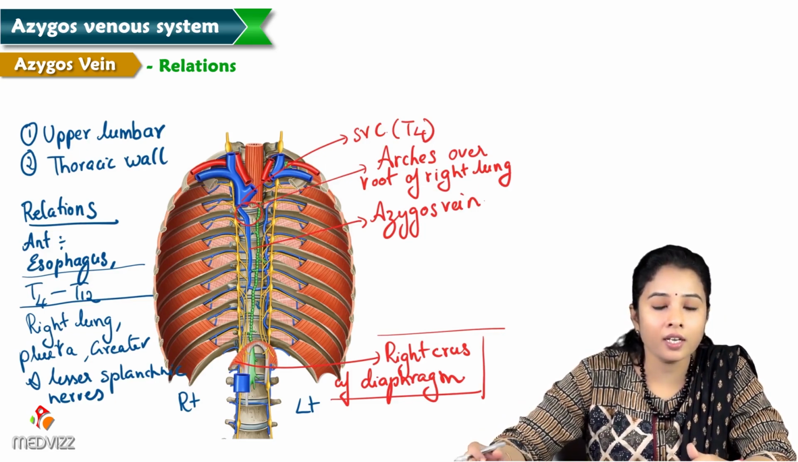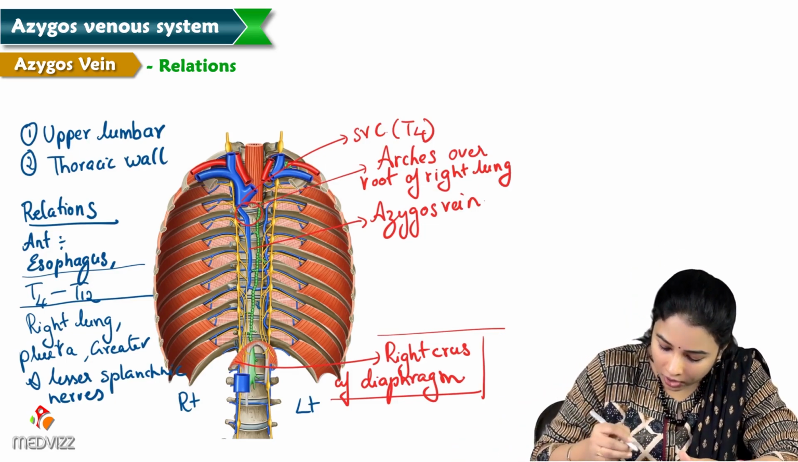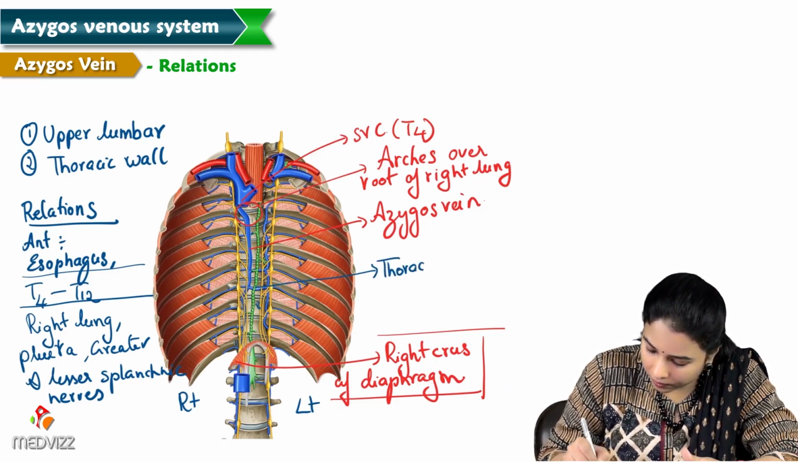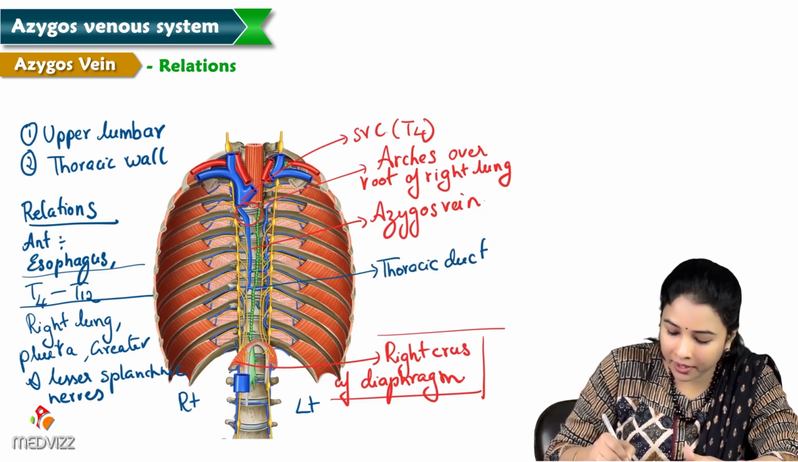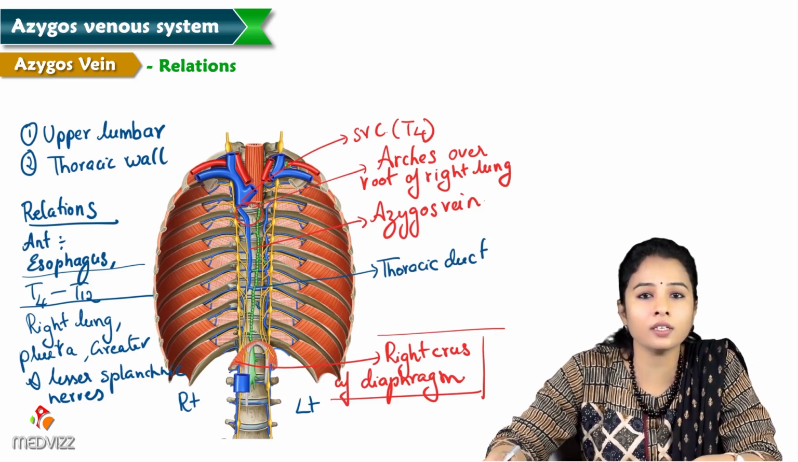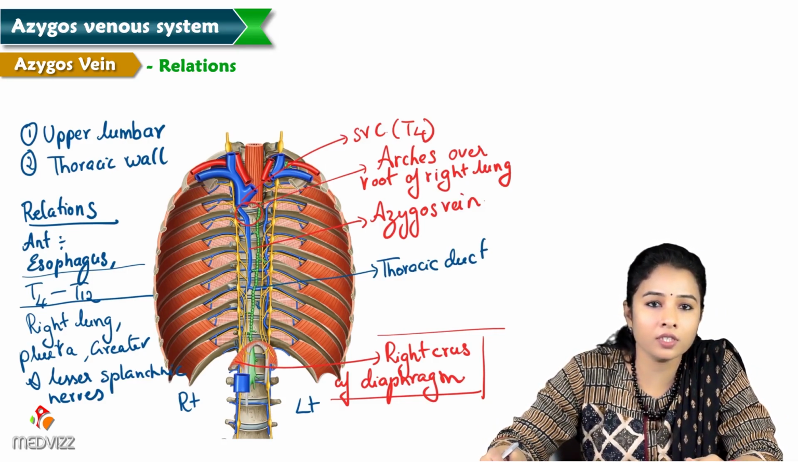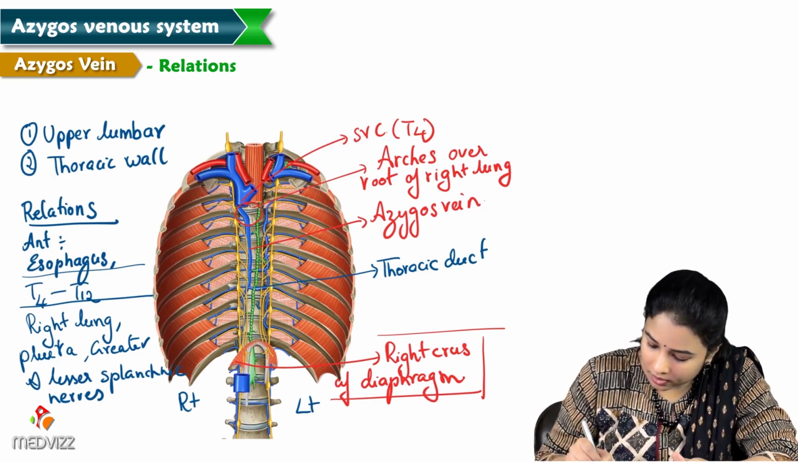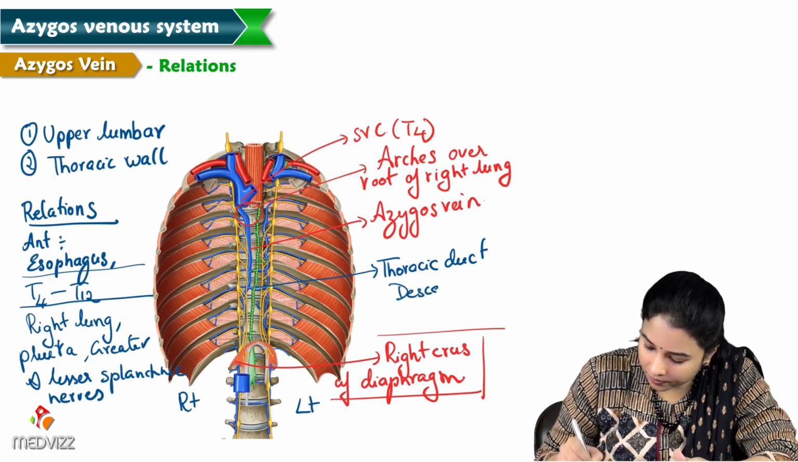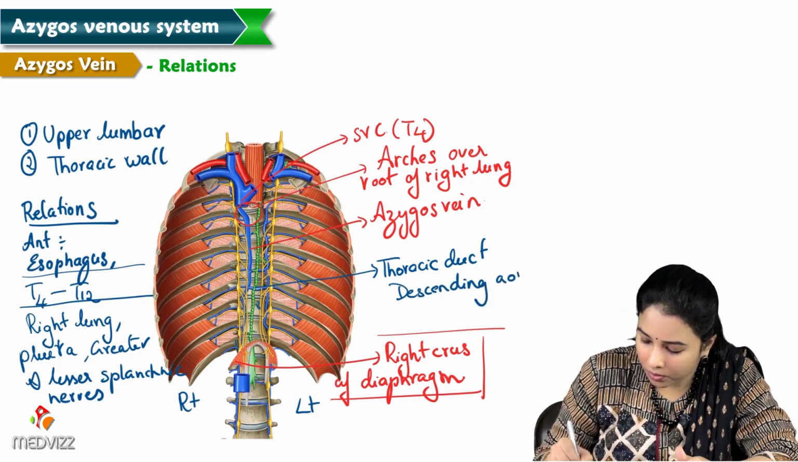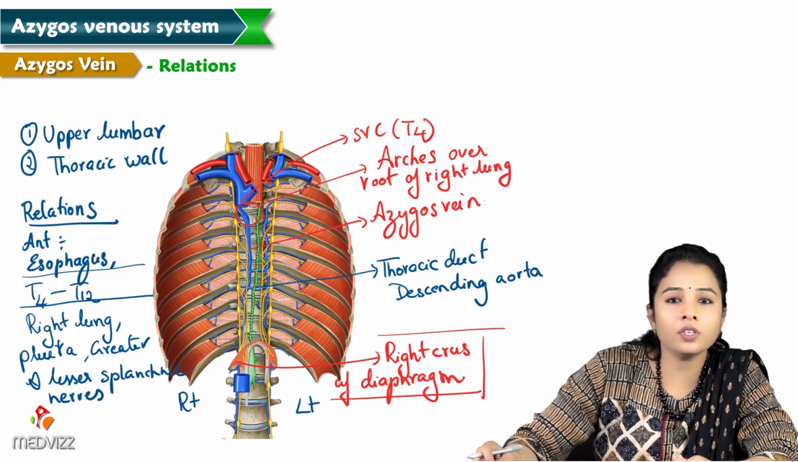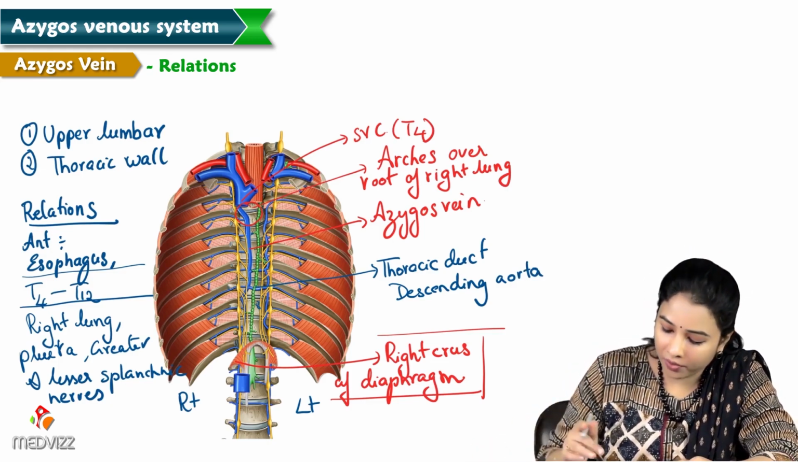Towards the left side, it is related to thoracic duct. You can see the thoracic duct towards the left. This green beaded structure is the thoracic duct, and it is related to the descending thoracic aorta to the left. The other structures are descending aorta, and it is also related to the right border of esophagus.